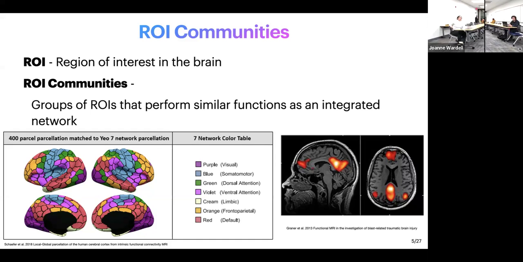So I think this is just the deeper parcellations, and then inside of each one of these networks, it's just different ROIs. So each network has ROIs, and ROIs can be a member of a network, essentially.